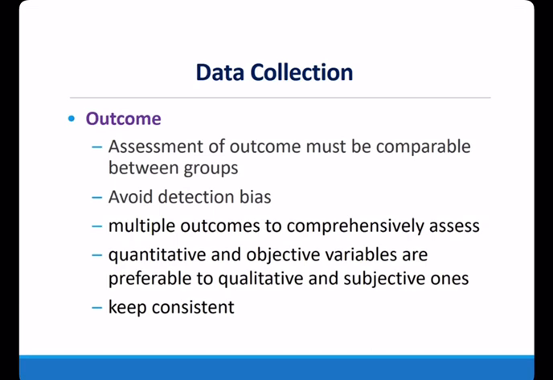In general, a few primary or multiple secondary outcomes are determined in this clinical trial. And second, quantitative and objective variables are preferable to qualitative and subjective ones. Finally, measurement of the outcomes should be defined in advance and should be kept consistent throughout the entire process.